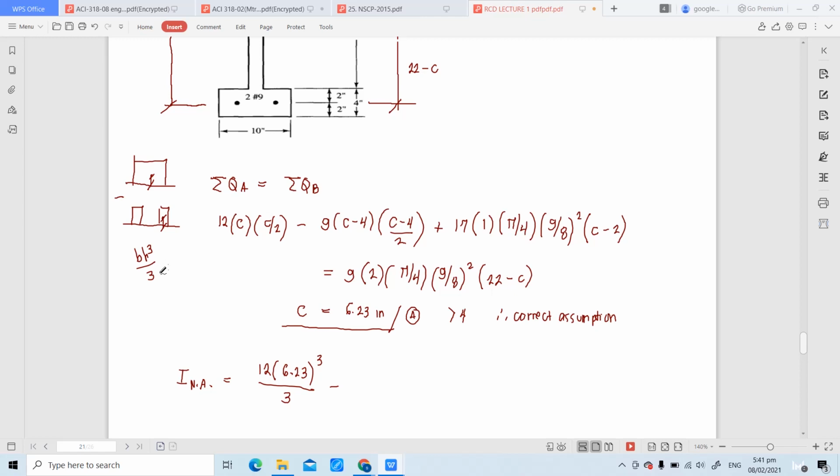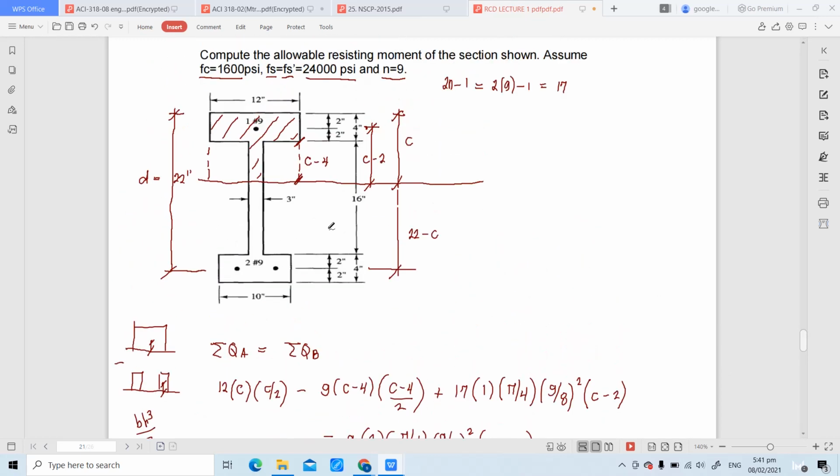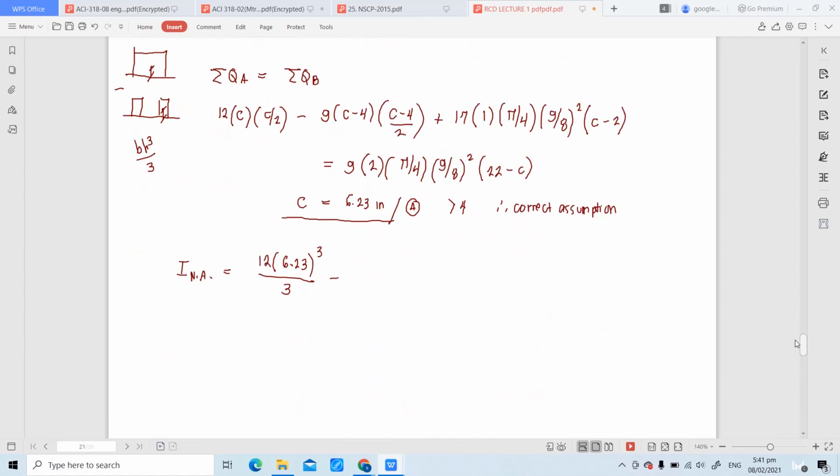BH cubed over 3 din dahil nasa base yung axis na kinoconsider natin. Anong base nila? Ang pinagsamang base ng dalawa ay 12 minus 3 or 9. Ang height ay C minus 4. So this is 9 multiplied by 6.23 minus 4 raised to 3 over 3. So that is now the moment of inertia of the rectangular or the concrete section above the neutral axis.